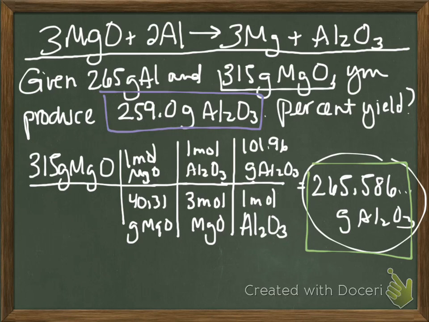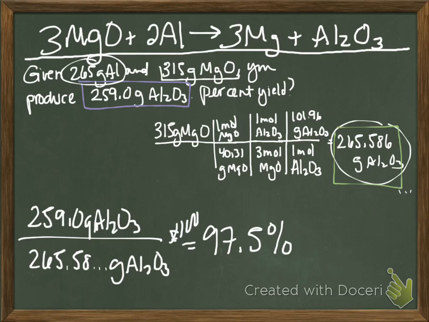Would we have gotten a very different answer for our theoretical had we used our excess reagent? Yeah, we would have gotten a hugely different answer. So I will toss a couple of those at you also for practice. Let's go ahead and work through the percent yield. Okay, so we get a 97.5% yield. That's pretty respectable. In a high school chem lab, that's excellent.